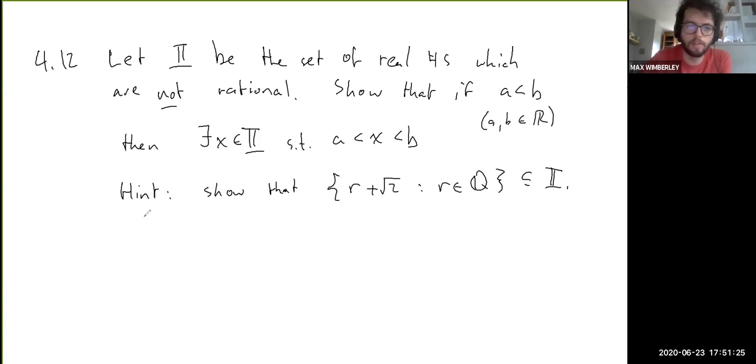So would anyone like to explain just the hint, like how to get to this point? How do you show that this set here is a subset of the irrational numbers? Any volunteers?